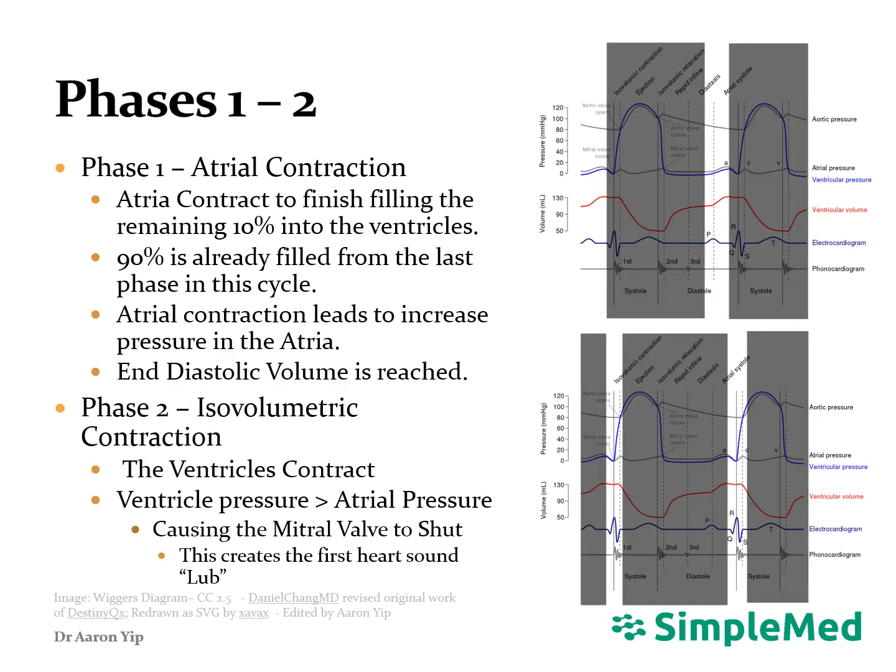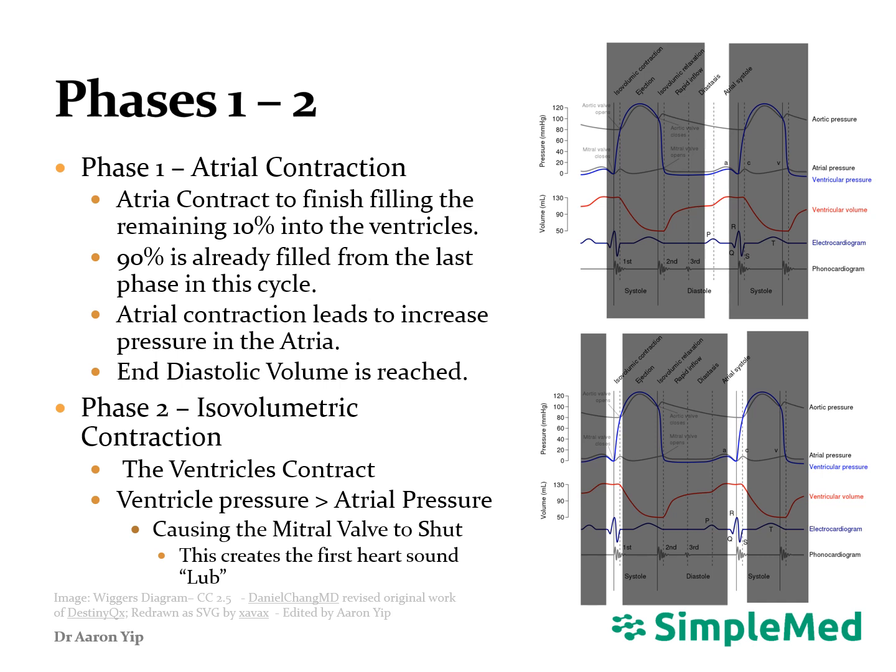In phase 1, we have atrial contraction. This is when the atria contract, expelling the remaining 10% of their content into the ventricles. The previous 90% came from the last phase of the previous cycle. When the atrial contraction occurs, atrial pressure increases as depicted on the Wiggers diagram. And at this point, end diastolic volume has been reached. That is the maximum volume of blood in the ventricles before contraction.